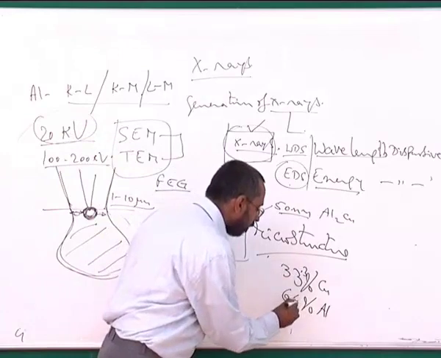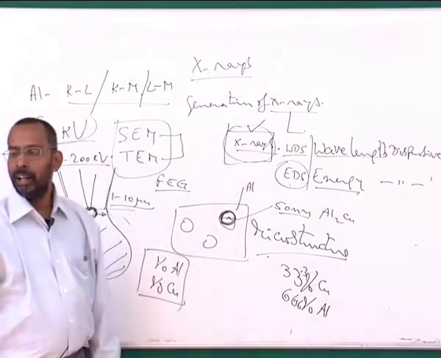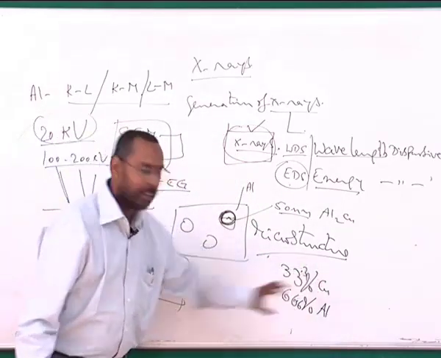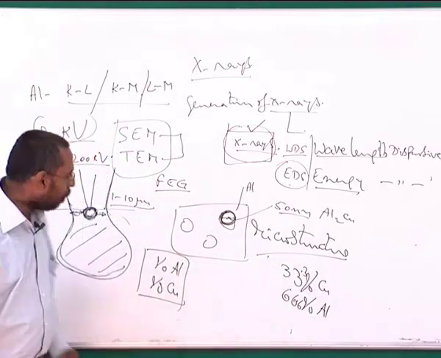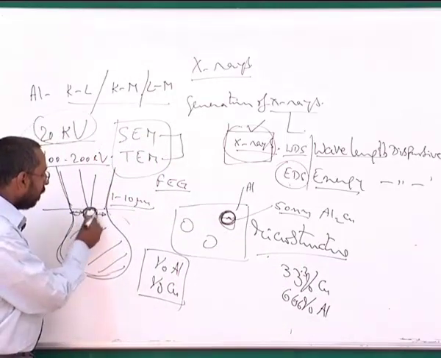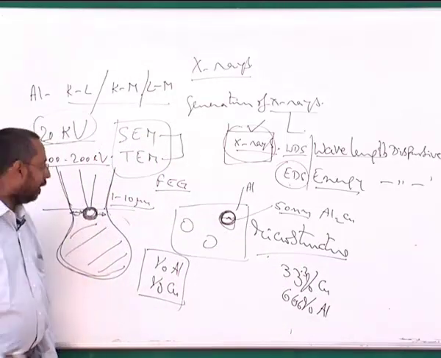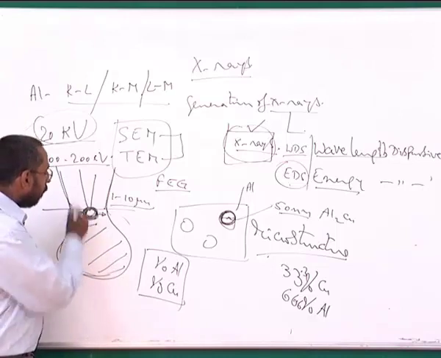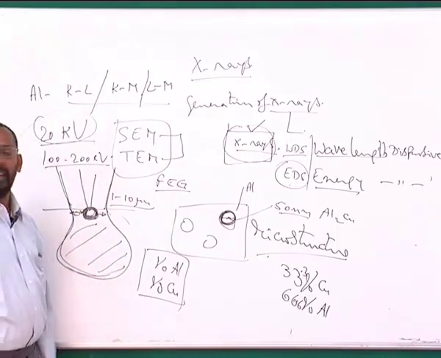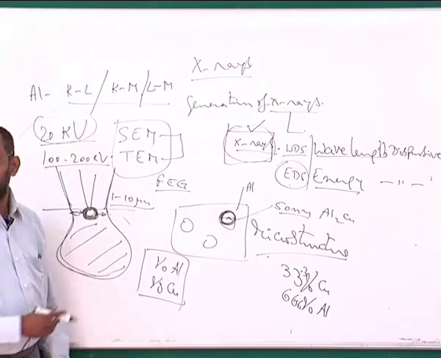33.23 to be exact, let us say, something like that. And this is the composition of this particle. But now I can see that this particle is not the only one which is giving you the X-rays, but the rest of the region is also giving.